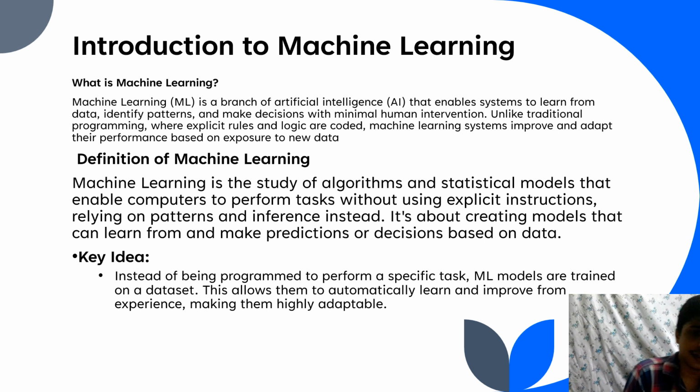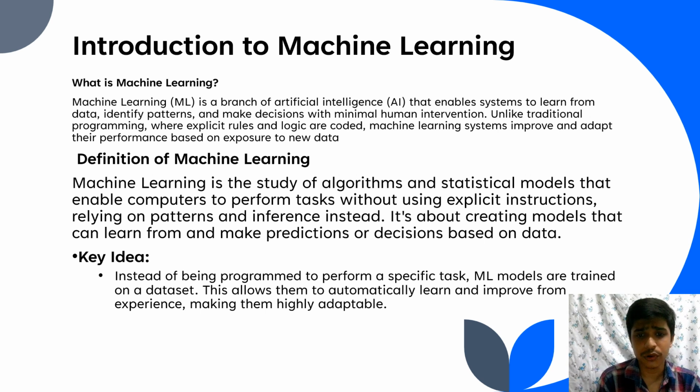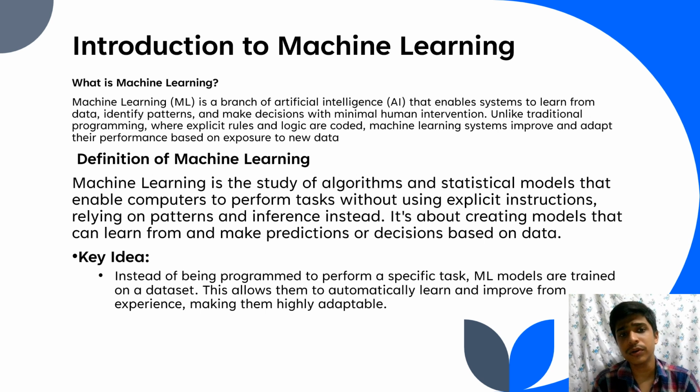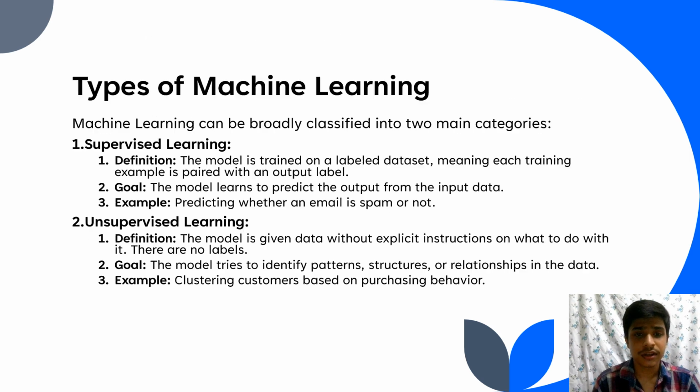So it means that instead of being programmed to perform specific tasks, machine learning models are trained on a dataset, and this allows them to automatically learn and improve from experience, making them highly adaptive. So that is the basic overview or introduction of machine learning. Next is the types of machine learning. There are two main types of machine learning: supervised machine learning and unsupervised machine learning.